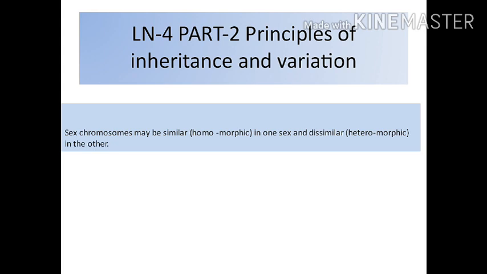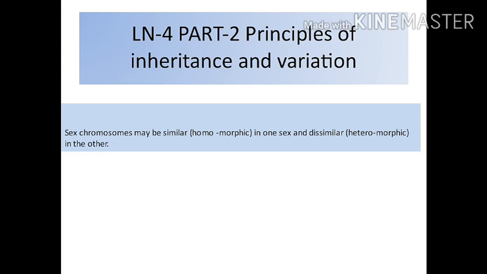In part 2 we are going to see about sex determination. Sex determination helps to distinguish male from female. The sex of the individual is determined by the sex chromosome. In dioecious or unisexual organisms, it is determined with the help of the sex chromosome.